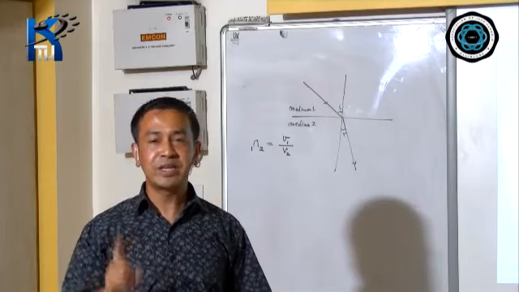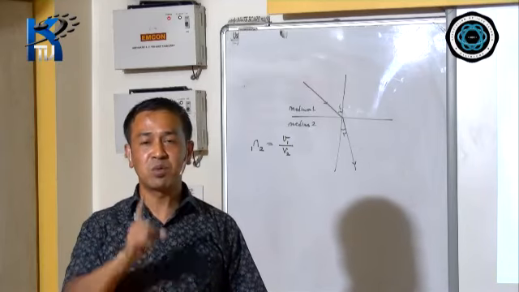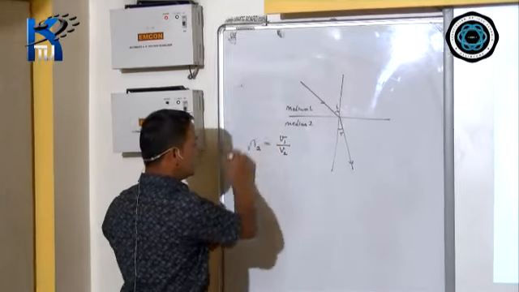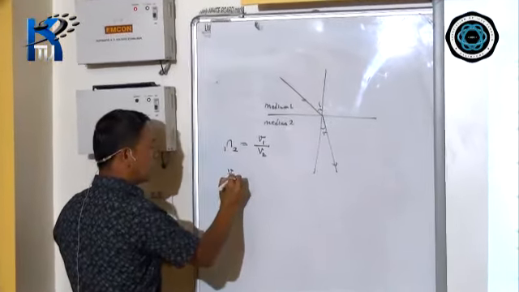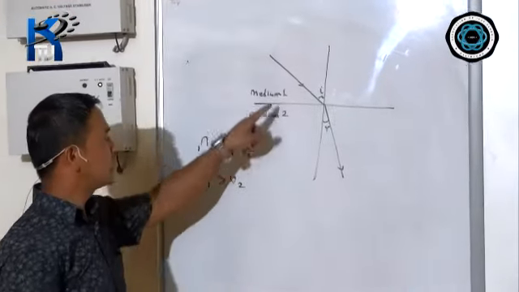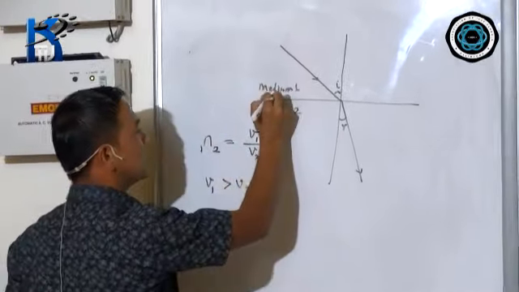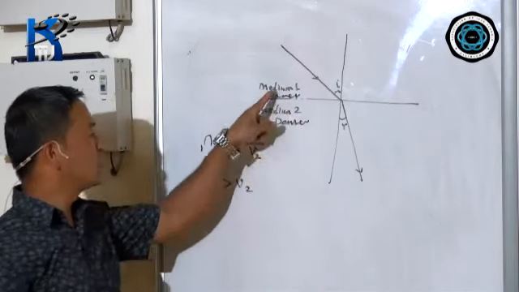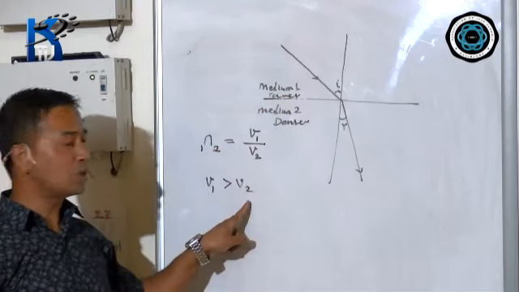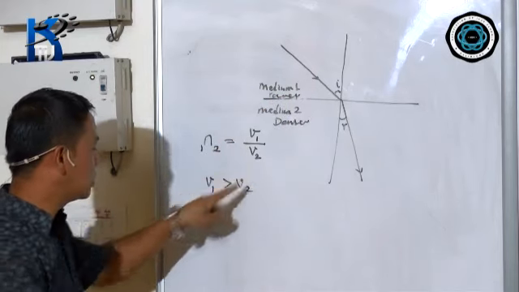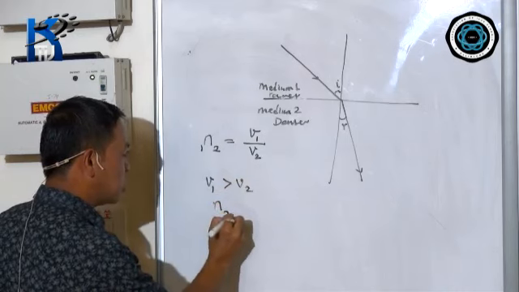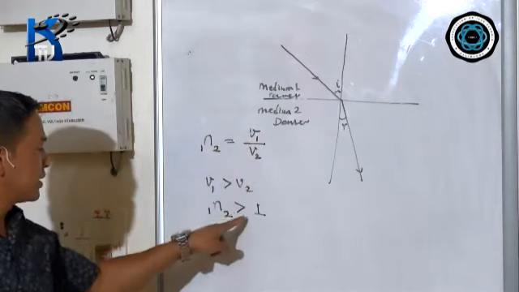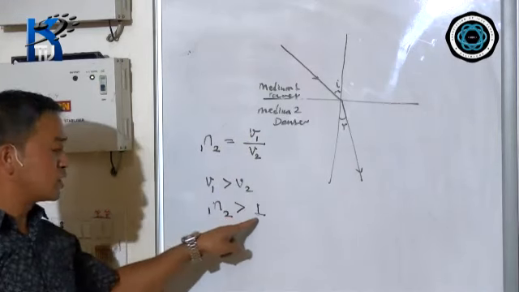So remember this, frequency of light always remains constant when it passes from one medium to another medium. In this relation, B1 is greater than B2. That means when light passes from medium 1 to medium 2, this is rarer medium and this is denser medium. The speed of light in rarer medium is always more than speed of light in denser medium. So if B1 is greater than B2, then refractive index of 2 with respect to 1 is always greater than 1.